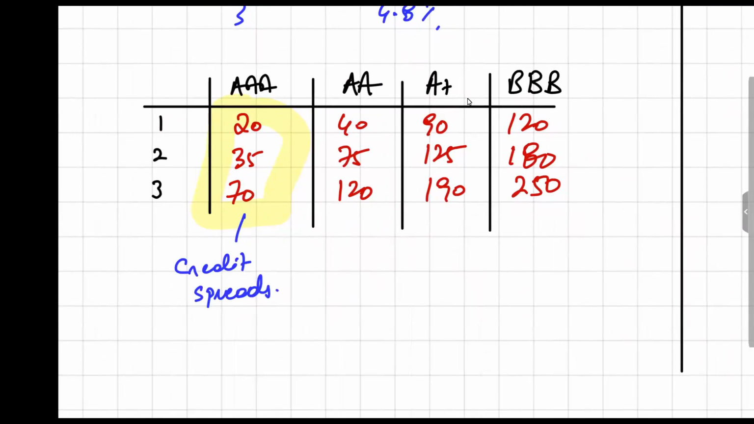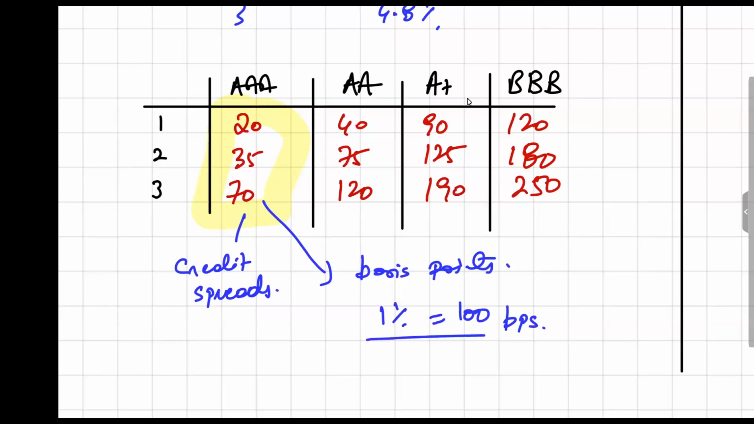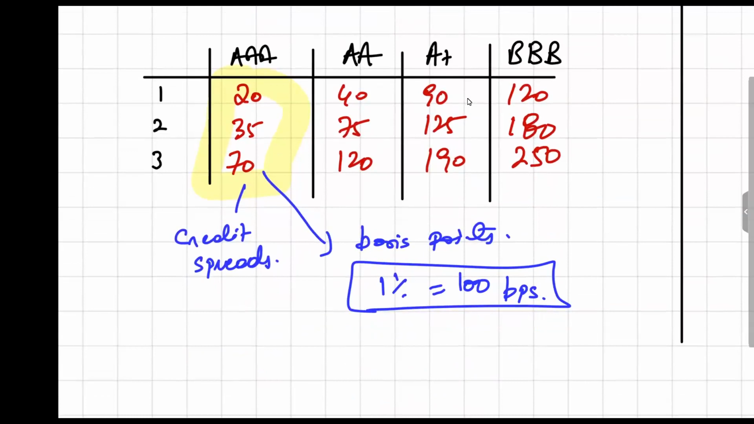They're considered to be the credit spreads. Now, when we talk about credit spreads, they are expressed in terms of basis points. 1% is equivalent to 100 basis points. We call it BIPs or BPS. So 1% is going to be 100 basis points.